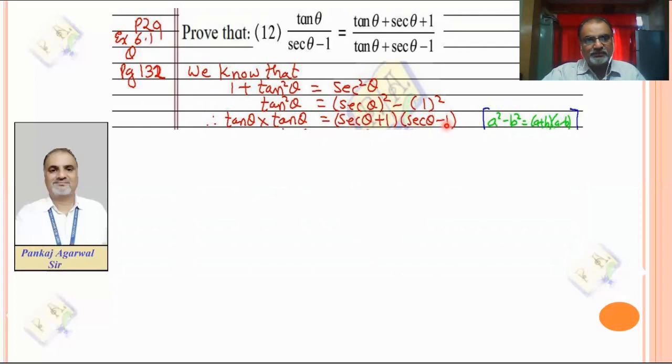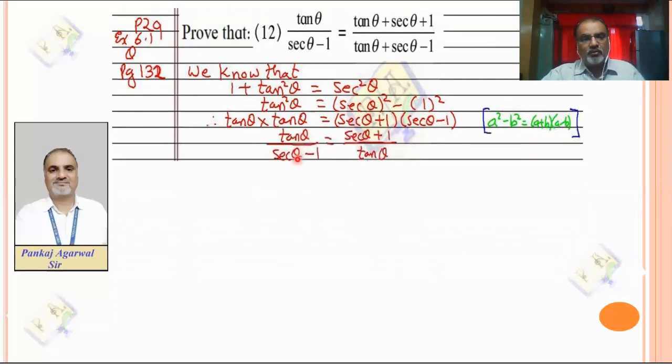Sec theta minus 1 is in the denominator. So take this sec theta minus 1 on my LHS and take 1 tan theta on my RHS. So it will become tan theta whole upon sec theta minus 1 equal to sec theta plus 1 whole upon tan theta.